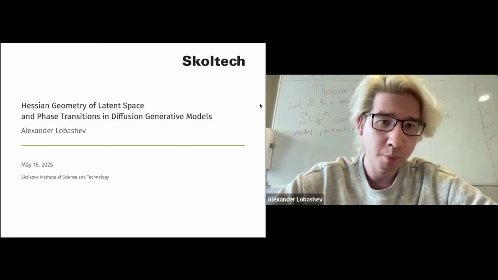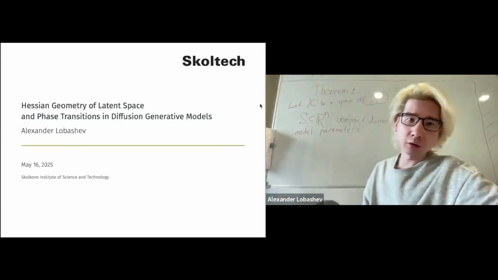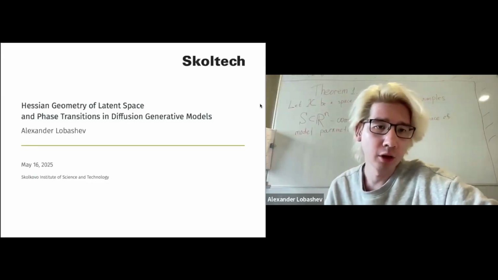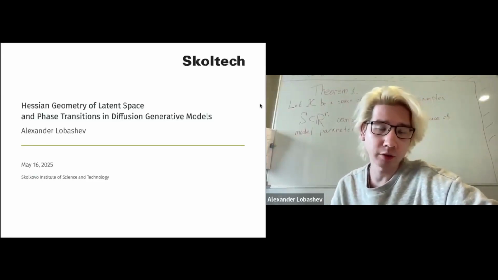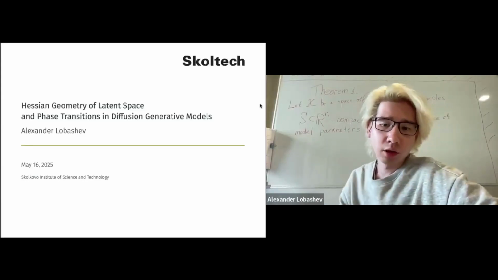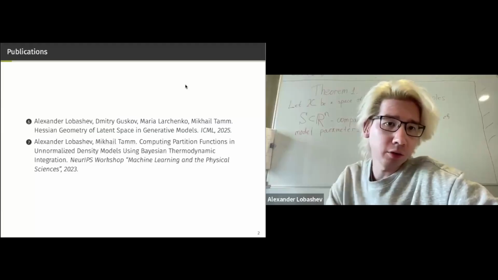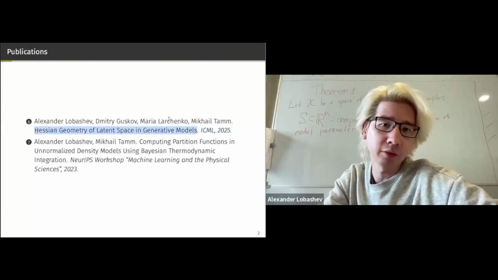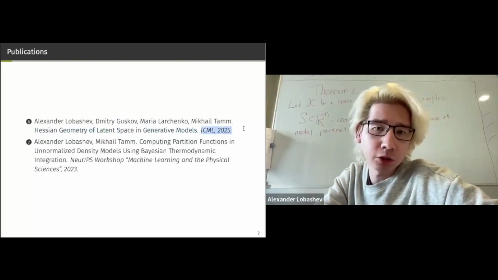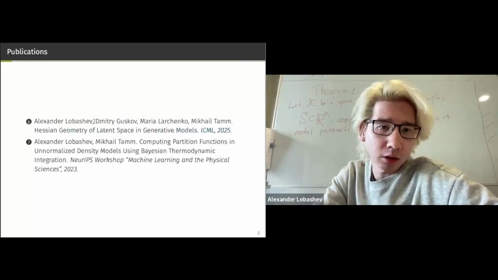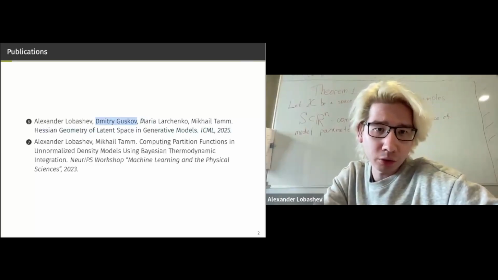Today I will talk about the study of latent geometry of different generative models, mostly concentrating on diffusion generative models. This talk is based on the publication Hessian Geometry of Latent Space in Generative Models, which is accepted at ICML this year. This is done in collaboration with Dmitry Guskov, Maria Lachenko, and Mikhail Tam.